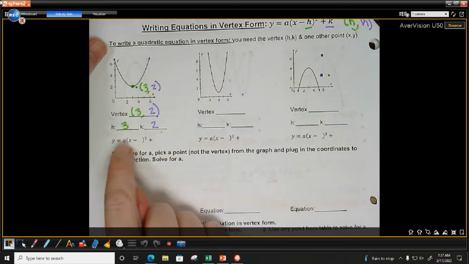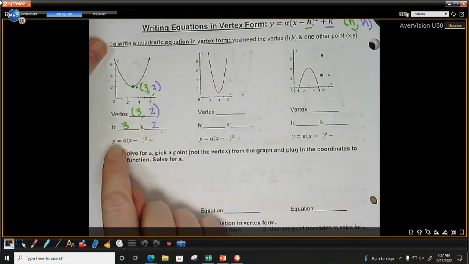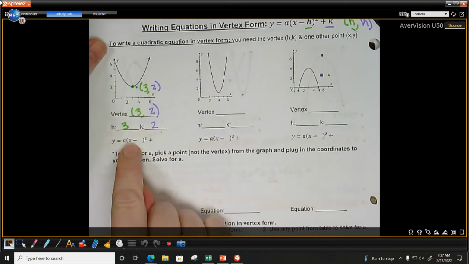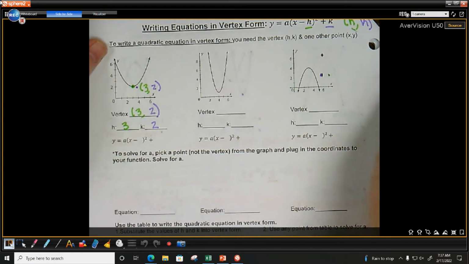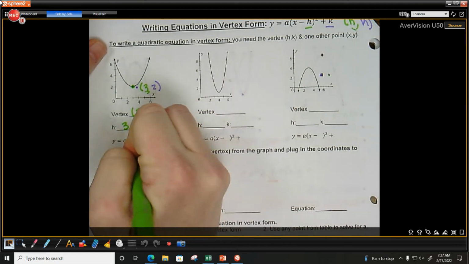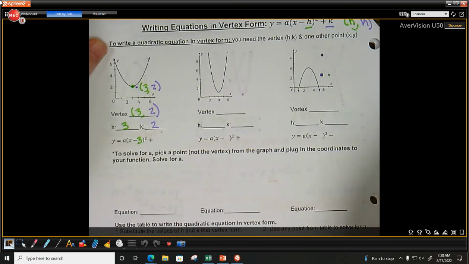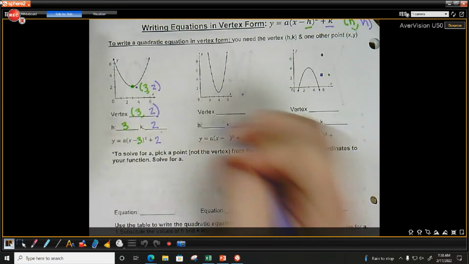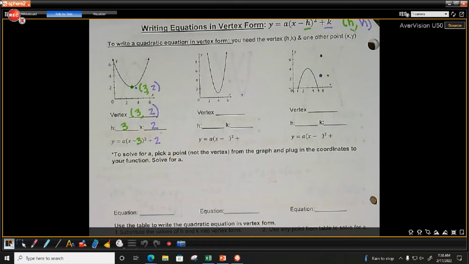So then here I have my vertex form. Y equals a times x minus h. But what did we just find h to be? 3. So I'm going to do x minus 3 squared plus, what's k? 2. Do we like that? Literally find the vertex, put the vertex in for h and k. Okay? Now, that part is the pretty straightforward, pretty easy part.